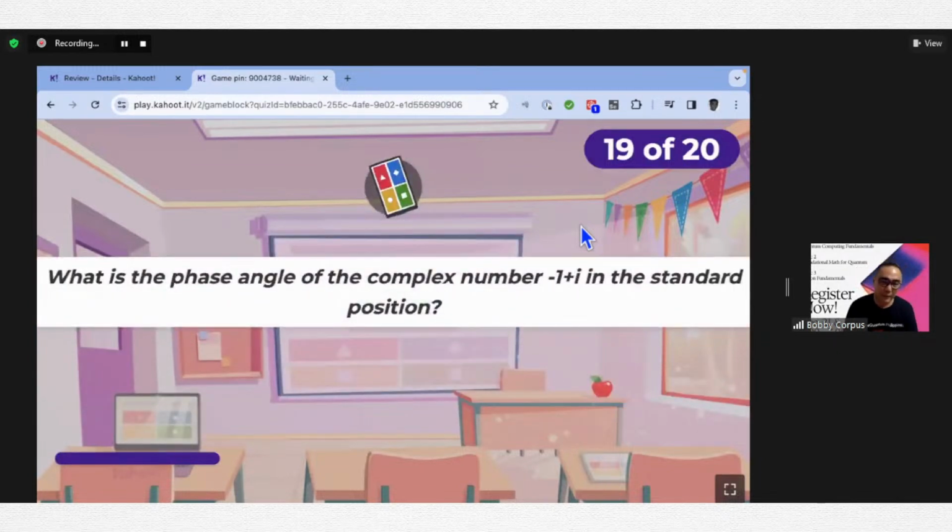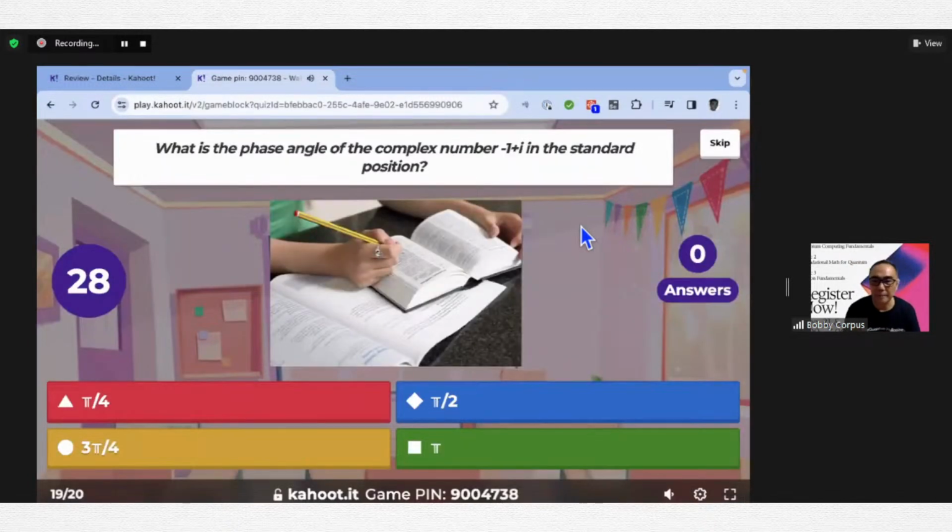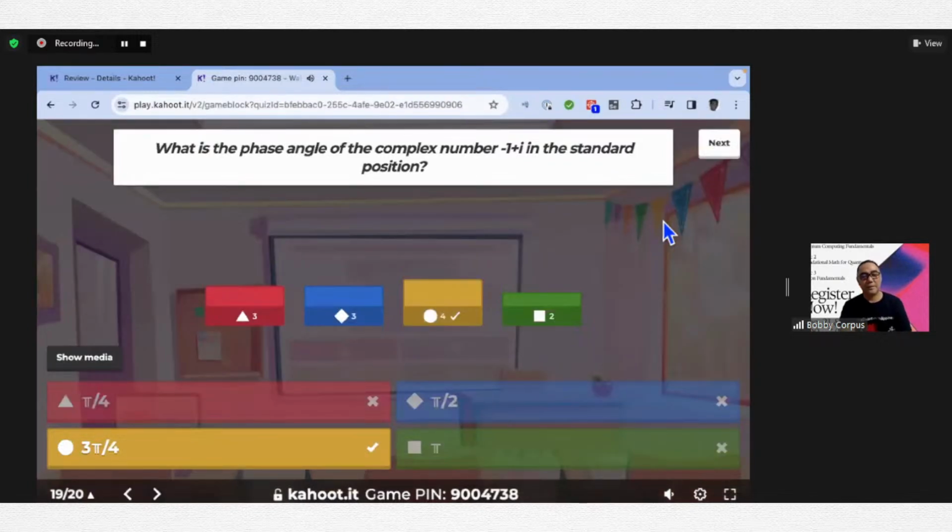Double points. What is the phase angle of the complex number -1 plus i, in standard position? So the answer is 3 pi over 4, no? It's 135 degrees.